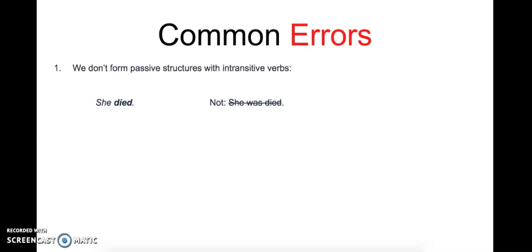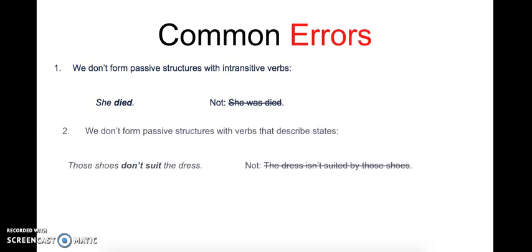Okay, here are some common errors. Number 1. We don't form passive structures with intransitive verbs. For example, we don't say she was died. We would say she died. Number 2. We don't form passive structures with verbs that describe states. So we do not say, the dress isn't suited by those shoes. We say, those shoes don't suit the dress.